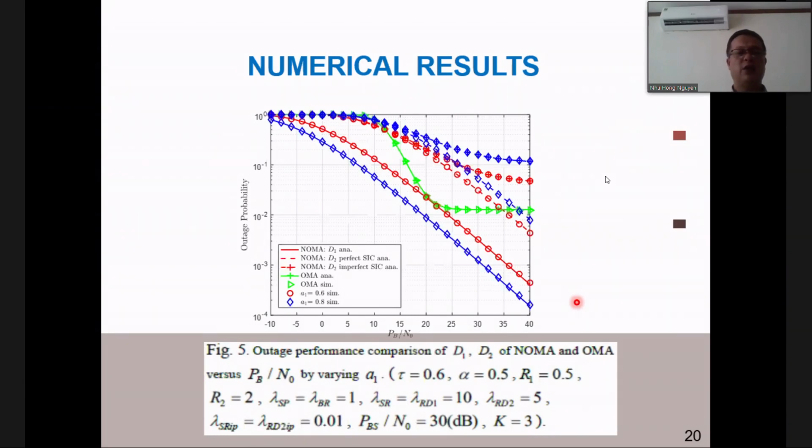Let's continue with figure 5, outage performance comparison of D1, D2 of NOMA and OMA with the energy power beacon noise variance and the factor power distribution.